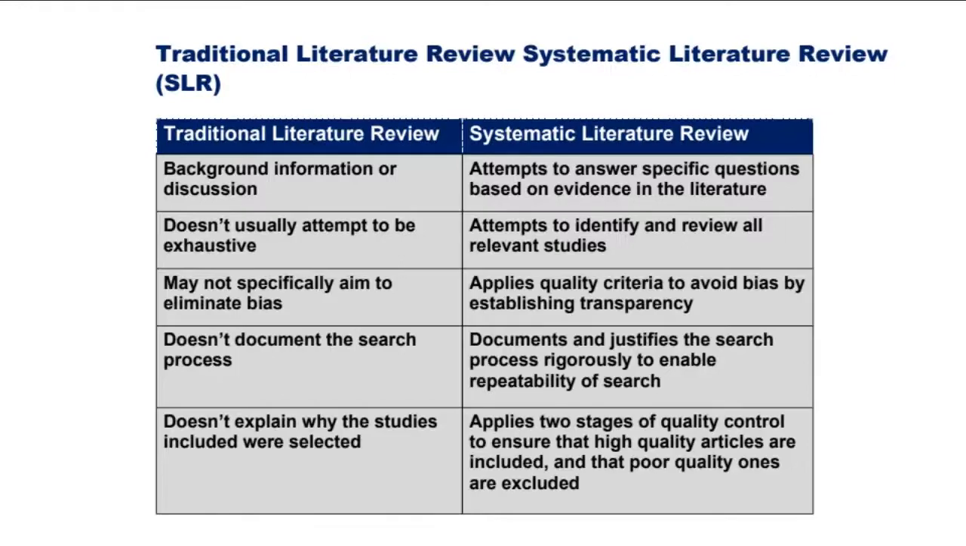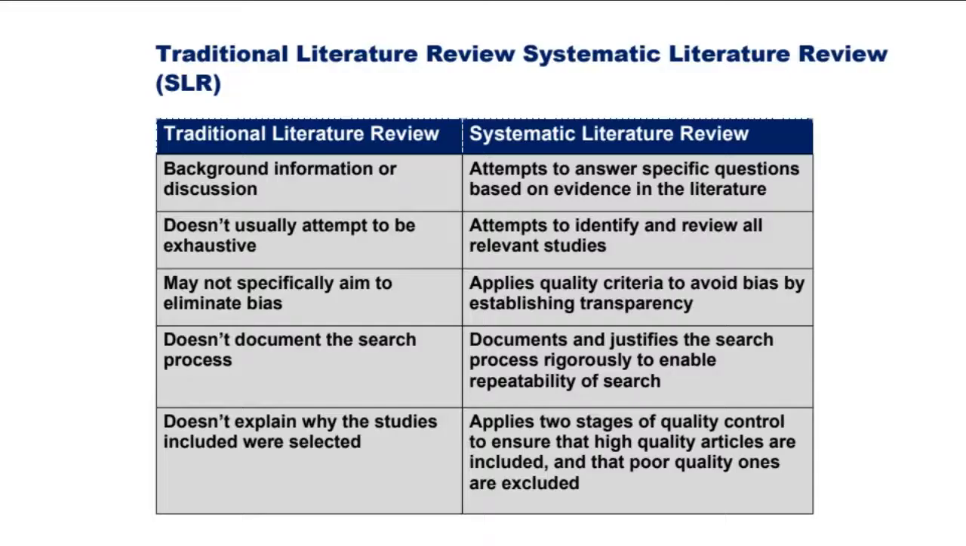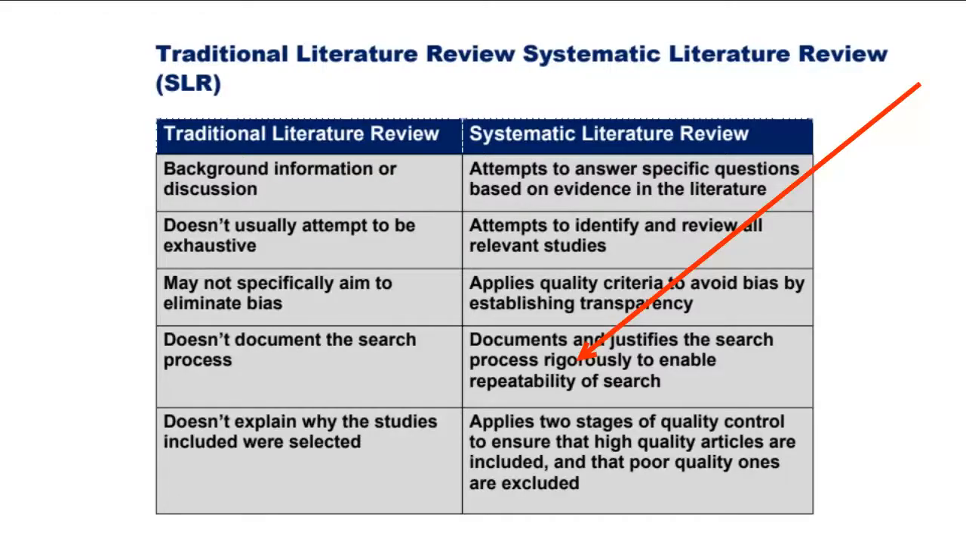A traditional literature review doesn't document the search process. However, one of the hallmarks of a systematic literature review is that the whole process is documented. This documentation brings transparency to your approach, and also repeatability. Transparency and repeatability are the two major reasons why we conduct a systematic literature review. Transparency means that everything is well documented, so there is no ambiguity in how you conducted this research.